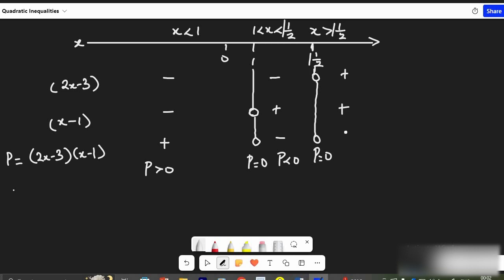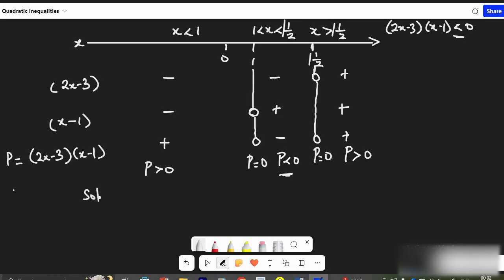So plus times plus is plus. So we have that the product is greater than 0 for where x is greater than 1.5. Now remember, the inequality we're solving is (2x minus 3) into (x minus 1) is less than 0. So we're looking for the range of values of x for which the product is less than 0. So we have it here.